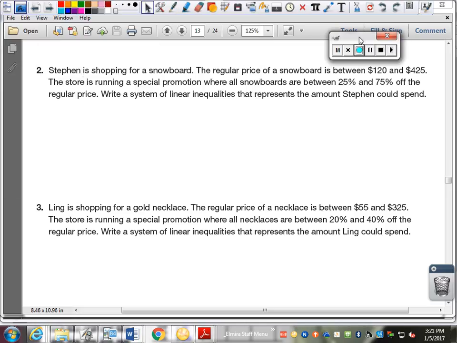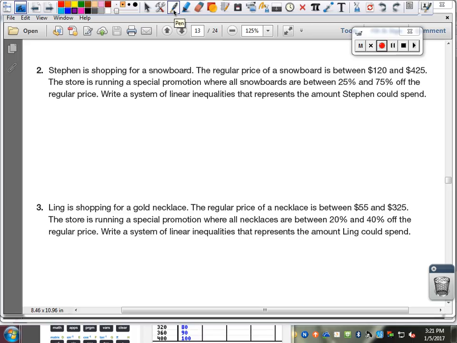Alright guys, here's some homework help with your 7-3. First we're going to be writing inequalities to go with some word problems.